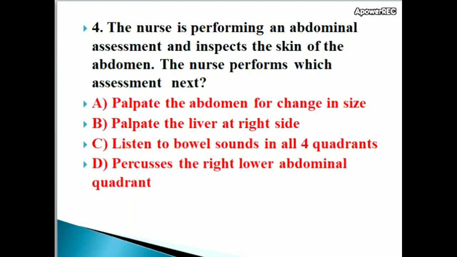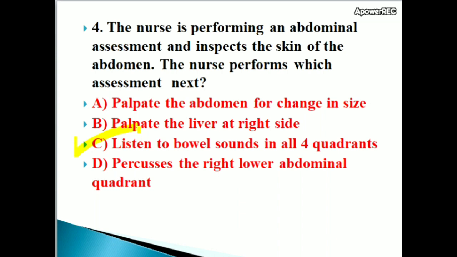Next question. The nurse is performing an abdominal assessment and inspects the skin of the abdomen. The nurse performs which assessment next? Options: palpate the abdomen for a change in size, palpate the liver on the right side, listen to bowel sounds in all four quadrants, percuss the right lower abdominal quadrant. Correct answer is listen to bowel sounds in all four quadrants.